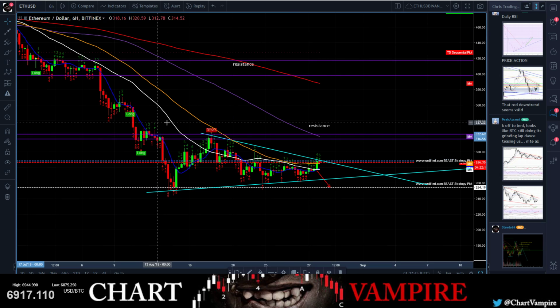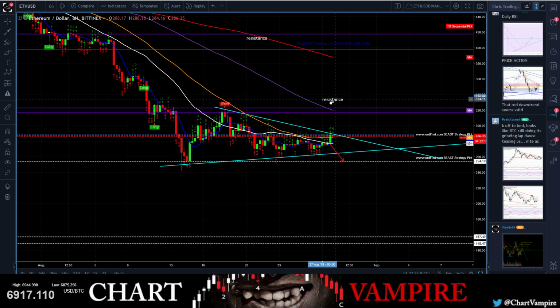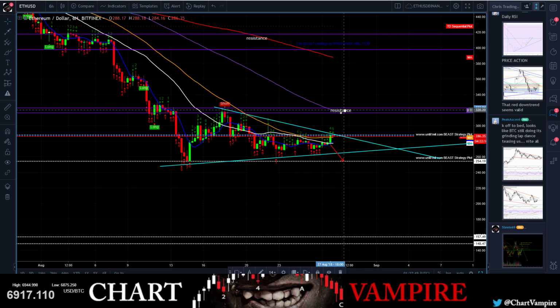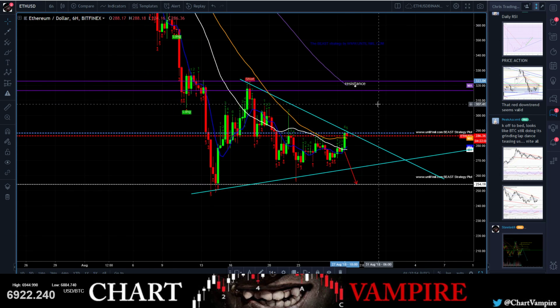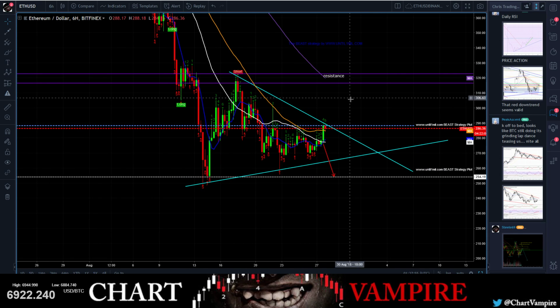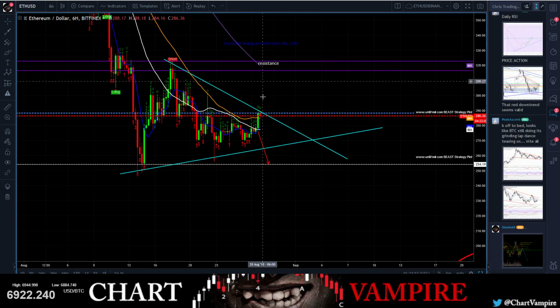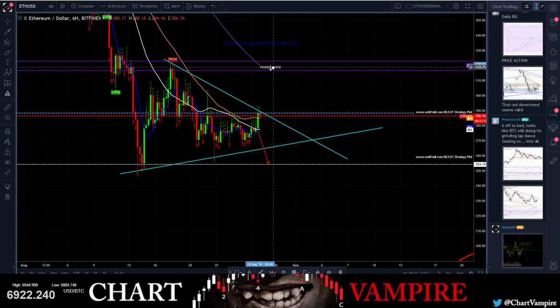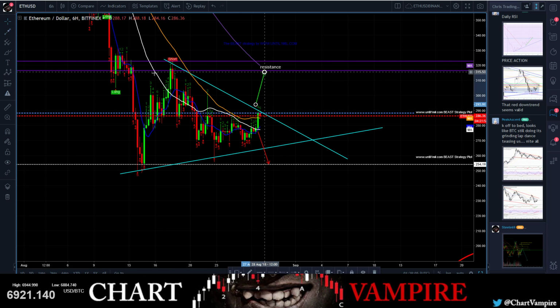12 hours, 6 hours, same thing. All right, so this is pretty easy. All your resistance is right in here, at 320 bucks. So you've got a lot of resistance up here at $320. This is where you would look for it to run up and stop out, right? So this would be your upward run, and this would be your downward run.